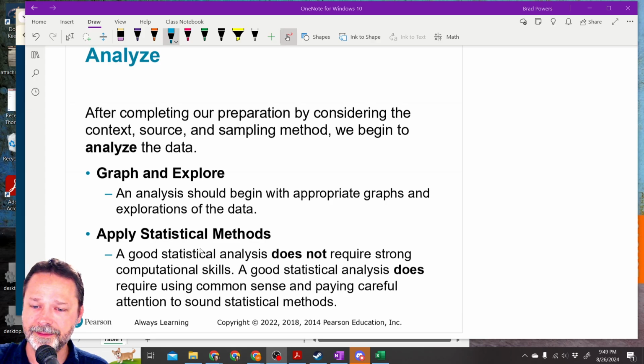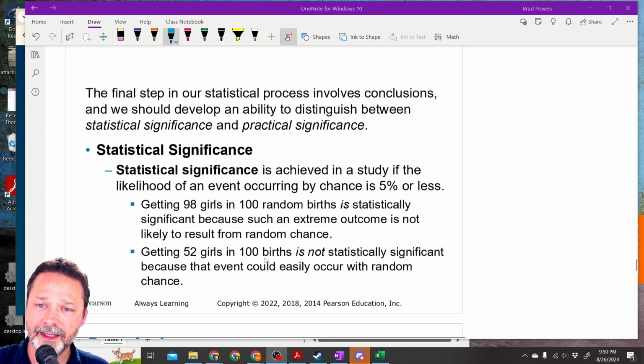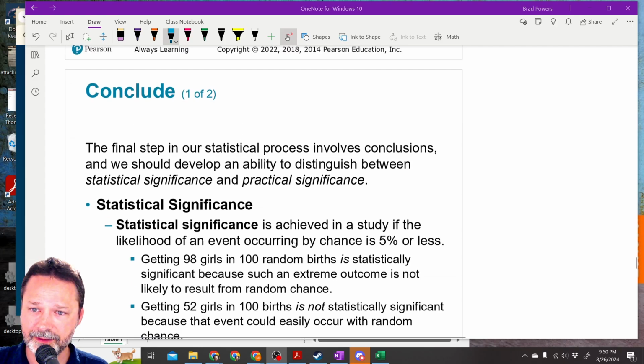Apply statistical methods. A good statistical analysis does not require strong computational skills. There may be some complicated computations, but technology can help with that a great deal. And at the end of the day, it's going to be a lot faster to use technology. A good statistical analysis does require using common sense and paying careful attention to sound statistical methods, things we are going to be going over. And then we got our conclusion step. We got to make those conclusions.